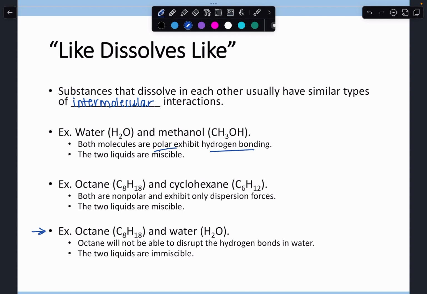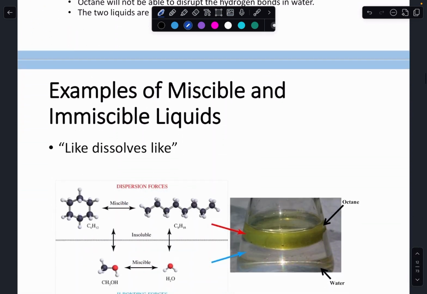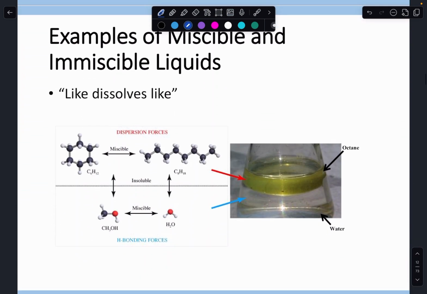The next slide has some images, both particle pictures and observational pictures, like a macro view of what this would look like. So looking at just the left side for now, where I just drew that bracket. The top two molecules, this is octane. You can see the formula here. This is cyclohexane. Each are only made of carbons and hydrogens.